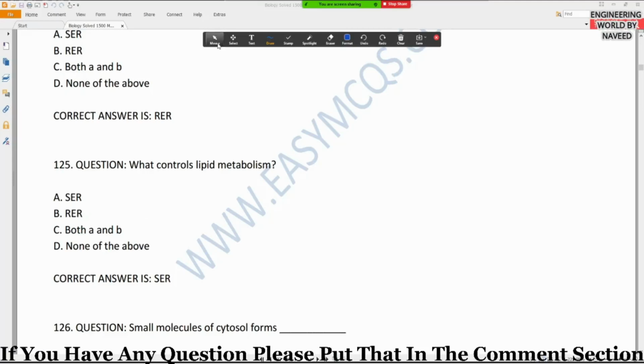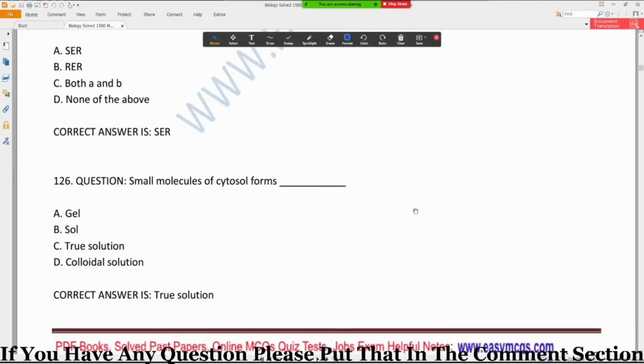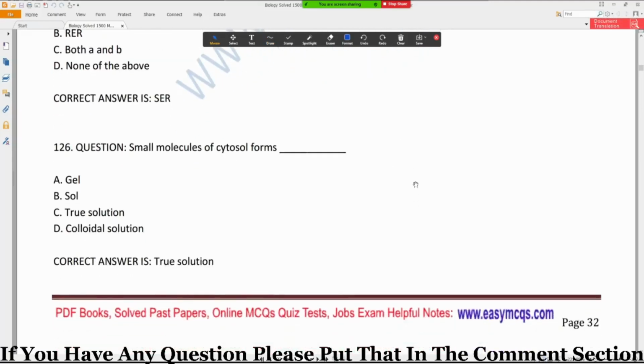Okay, question number 126. Small molecules of cytosol forms option A gel, option B sol, option C true solution, and option D colloidal solution. Cytosol is the ground substance of cytoplasm.